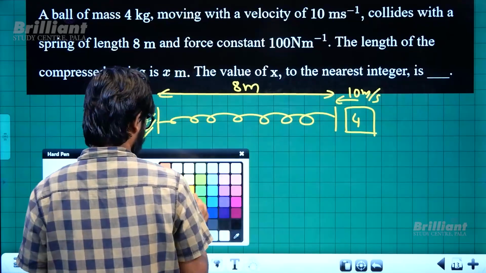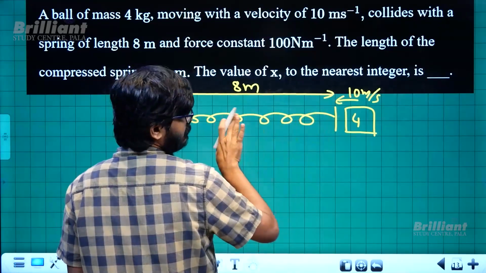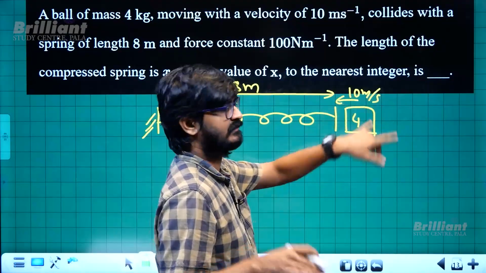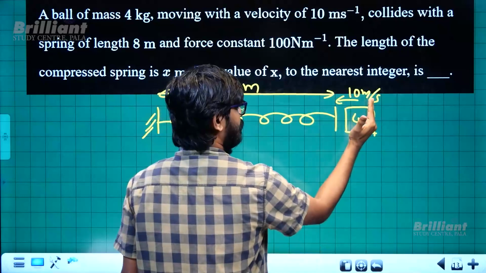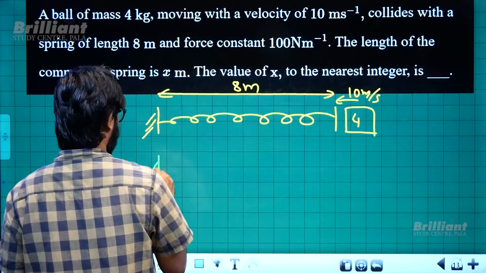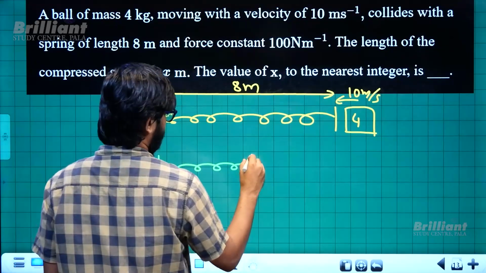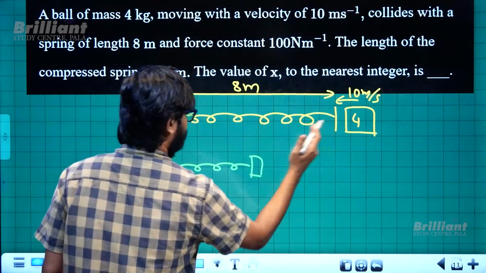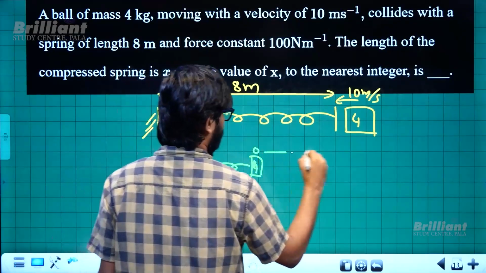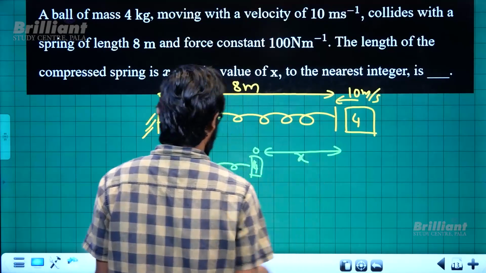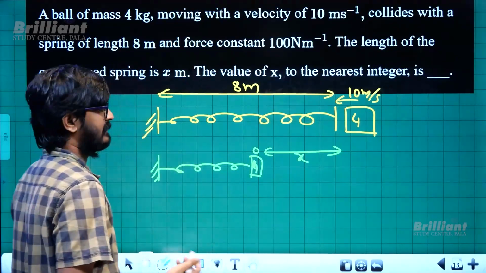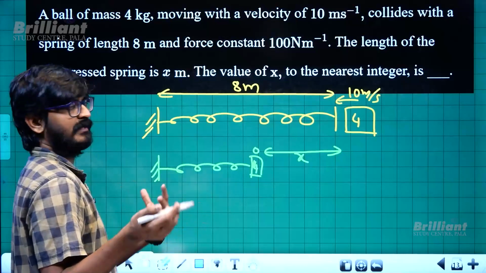Why it will stop is the spring force is opposing, right? So this speed will reduce. The other way of saying it is this kinetic energy will be getting converted into potential energy of the spring. So let me draw the situation where the kinetic energy is 0. Let me say the spring got compressed till here and the speed is 0. Now let me say this compression is x. Then what are the only forces? The only forces are conservative forces. So I can say total mechanical energy will be conserved.